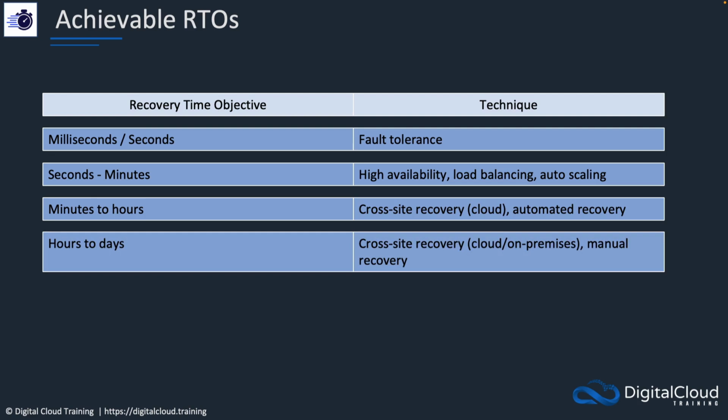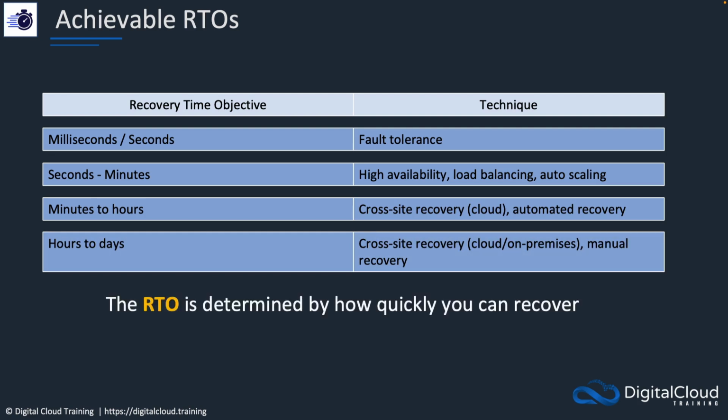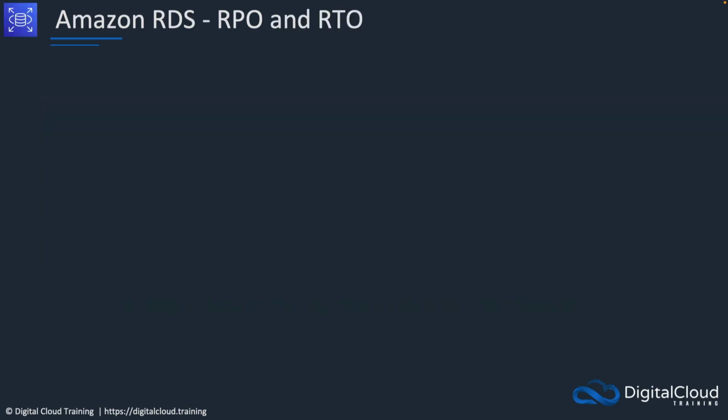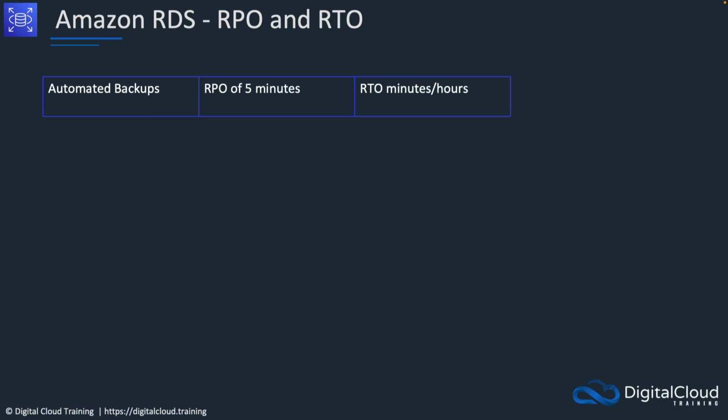Next, you've got hours to days. So here you're looking at things like cross-site recovery again, but not just cloud, on-premises as well, and manual recovery steps. So the RTO is determined by how quickly you can recover. Now, let's look at some examples with AWS databases of what you can expect in terms of RPOs and RTOs, or in some cases, the SLAs that AWS give you. So with RDS, we have a few different options. One is automated backups. With this, you have an RPO of about 5 minutes. The RTO is minutes to hours.